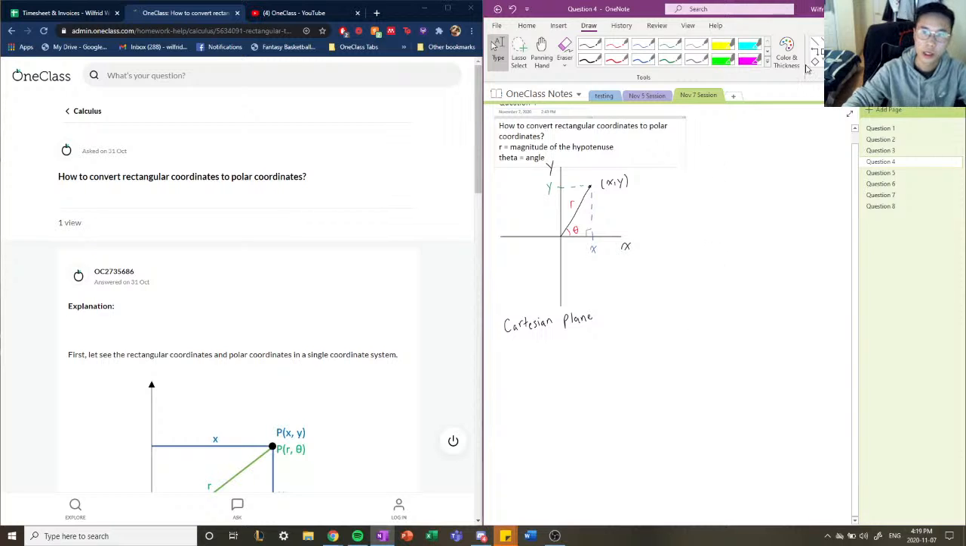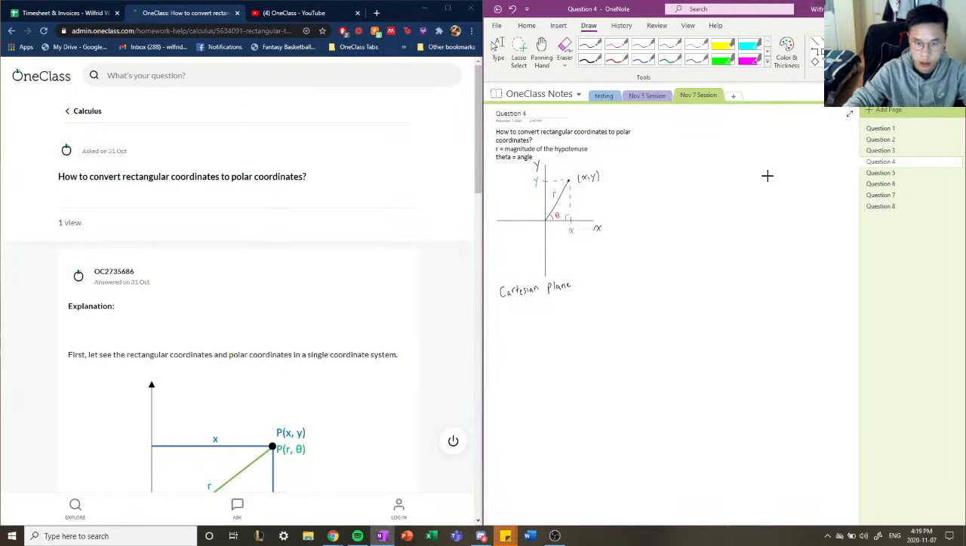So how do we convert that, right? So let's say that this is our polar coordinate system, okay? This is our polar coordinate system, and the units for this are r, which is the magnitude, and theta, which is the angle, right? So how could we possibly take our x and y and convert it to r and theta? So let's write this here.